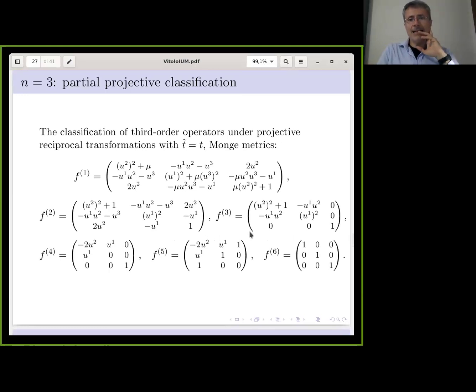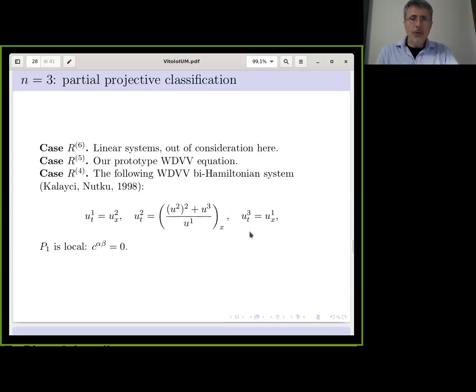So after this discussion, we consider the classification of Monge metrics which give rise to third order operators. This is a fruit of research work by Jenya Ferapontov, Maxim Pavlov, and myself in 2014. We proved that there are essentially these 6 cases. And now let us go case by case.